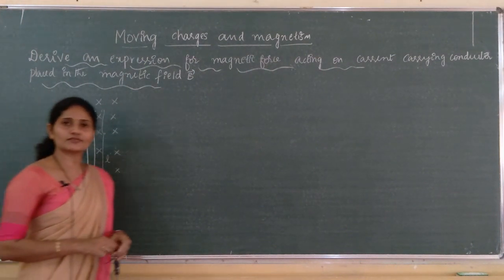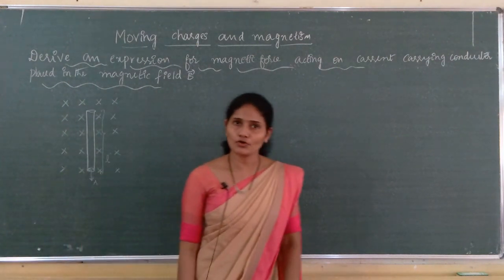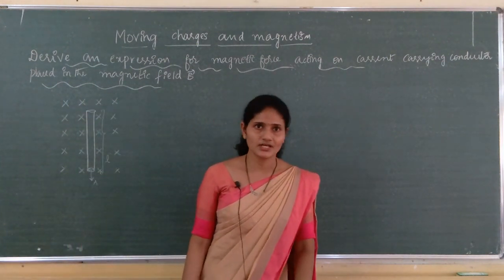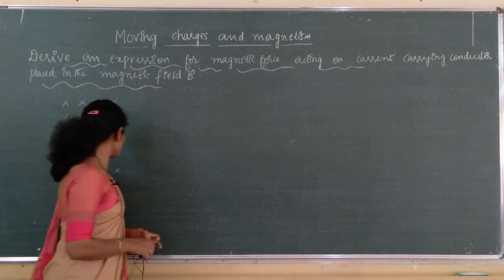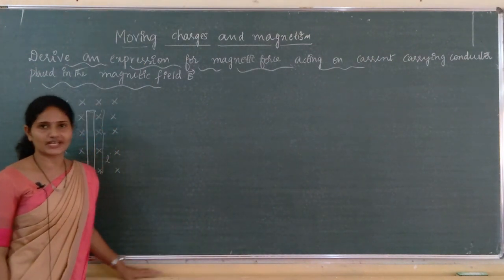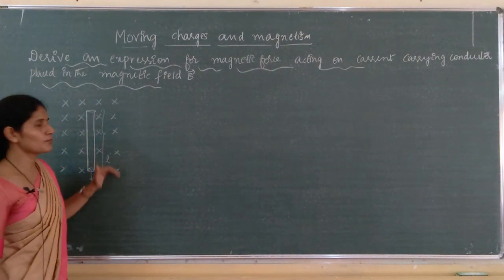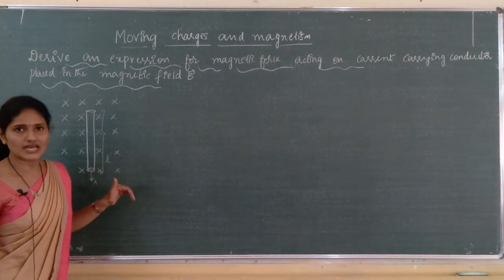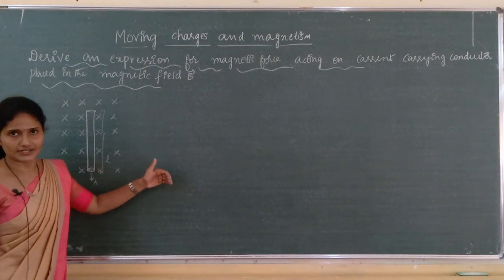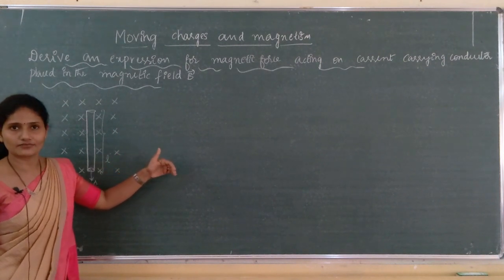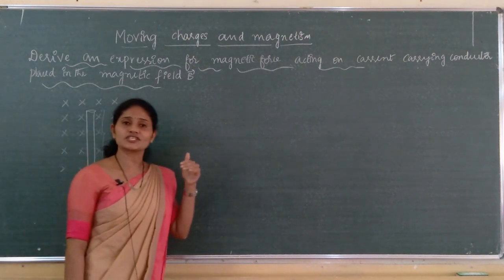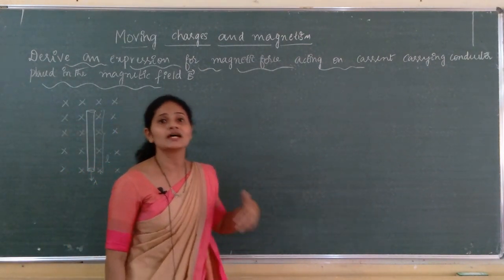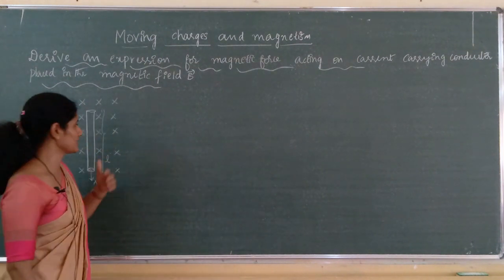In case of a conductor, we have a large number of free electrons, right? So, charge carriers are nothing but the free electrons. Due to the motion of charge carriers, we have electric current. When charges move from one place to another place, we have electric current.